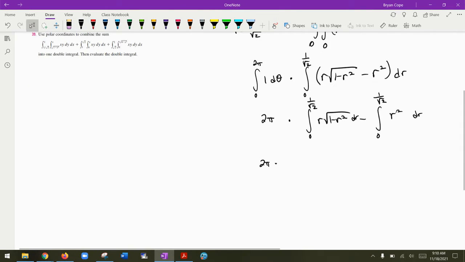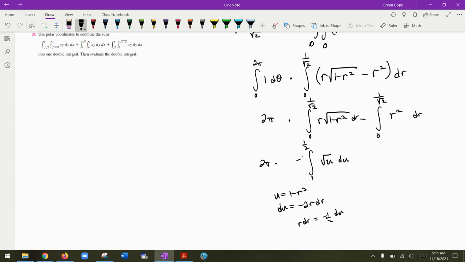Okay, so if we let u be 1 minus r squared, then du equals negative 2 r dr, which means r dr equals negative 1/2 du. So this would turn into the integral from, let's see, when we plug in 0, we get 1, and when we plug in 1 over root 2, we get 1/2. And that's going to be root u du, as long as we have a negative 1/2 out in front. And then that's minus r cubed over 3 from 0 to 1 over root 2.